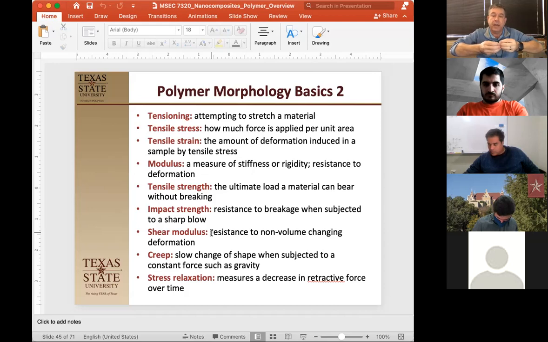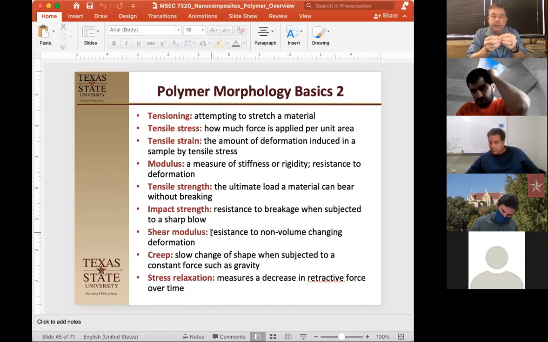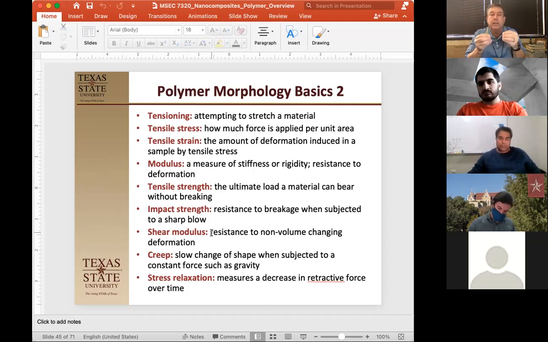So tensile stress is how much force is applied per unit area. So there's typically a force and area term for that. Tensile strain is how much it deforms. So you start with it at this amount when we started and this amount when we end. So it's usually a unit per unit, and we'll see that on the graphs we have. Modulus is the stress versus strain. So the stress versus strain gives us the resistance to deformation.